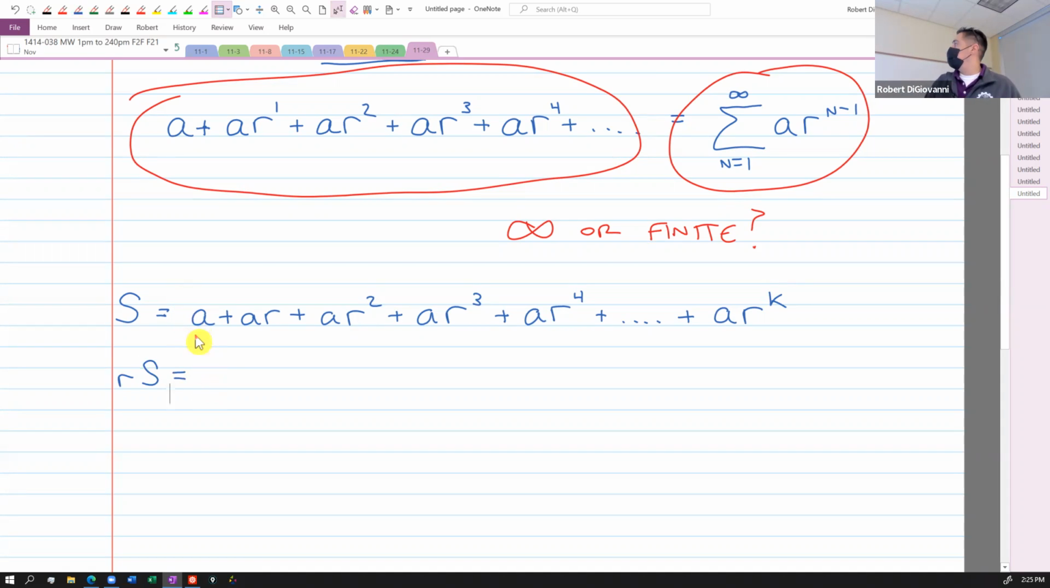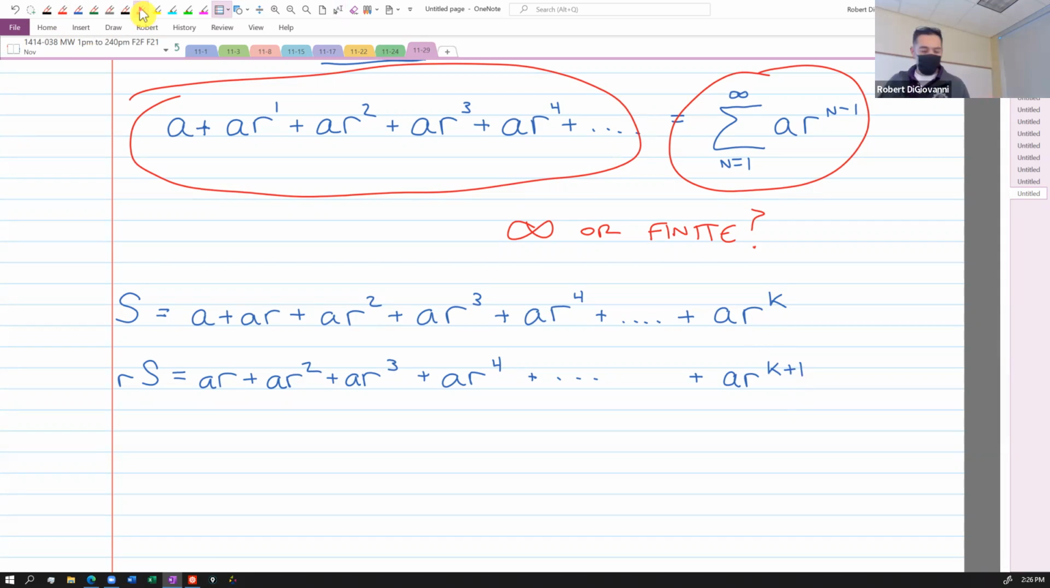Now, when I do that, let's see what happens. What does A turn into? AR. And the next one? AR squared. So I'm just taking this expression and multiplying everything by R, which increases the powers. So AR cubed, AR to the 4th. And this keeps going. Now, careful. At the very end, what am I going to have? AR to the K plus 1. I have to add 1 to that exponent, right? Because I added another R in here. So I have one more. Good?